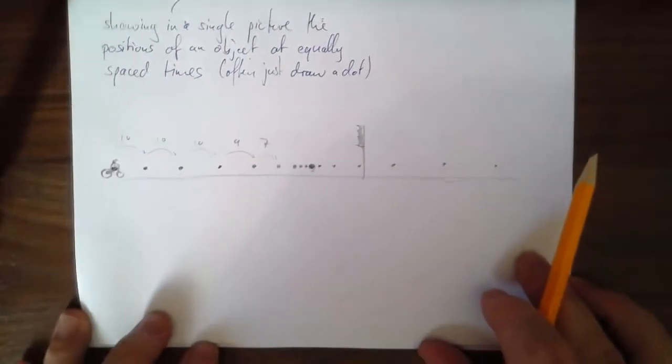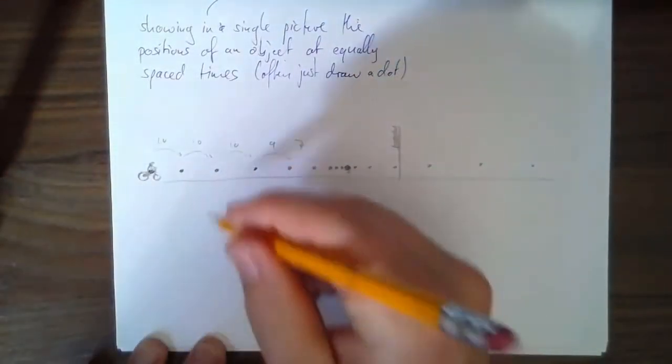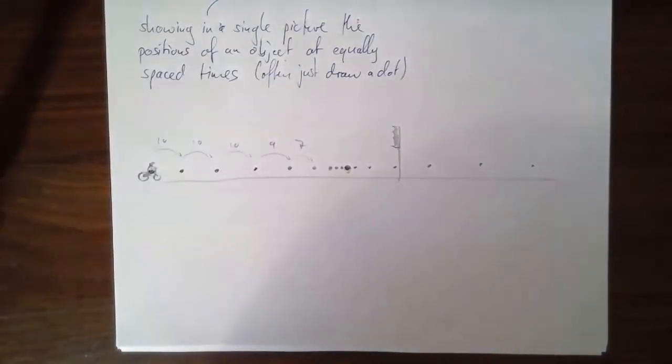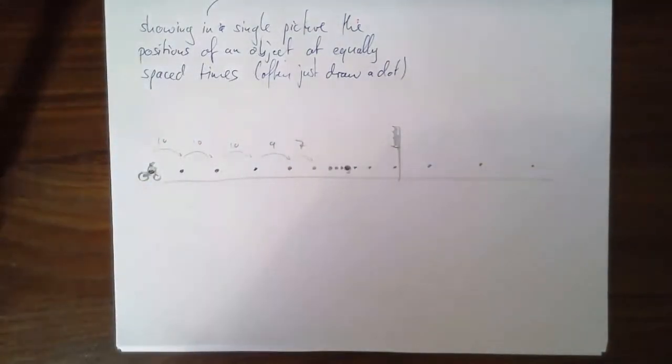Alright, let's draw a position versus time graph now. This is my motion diagram. So I'm going to pick an origin. Now, you could pick it right here. I'm going to go with the traffic light. It's a nice little reference point.